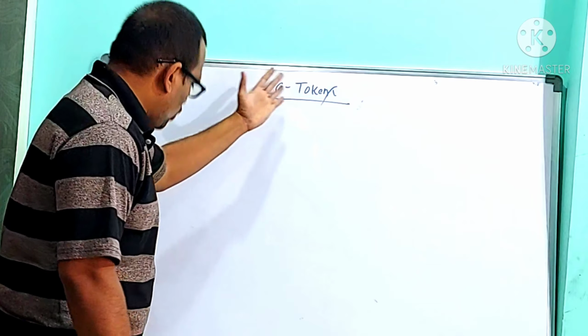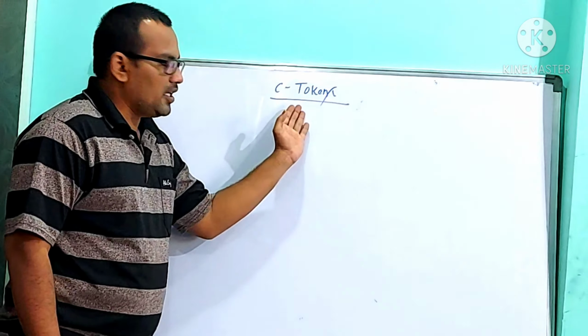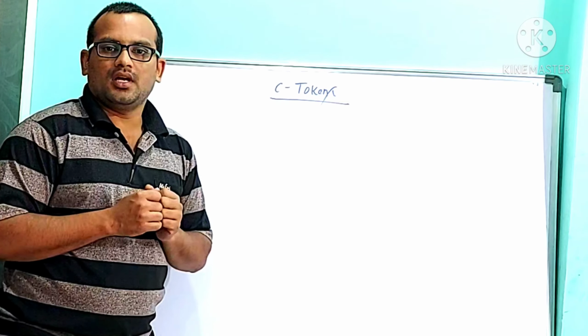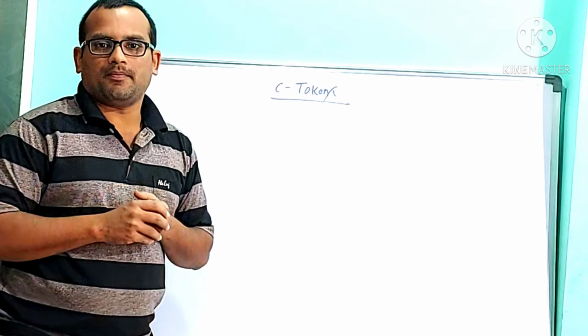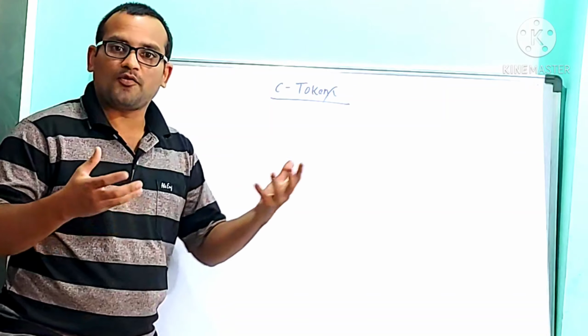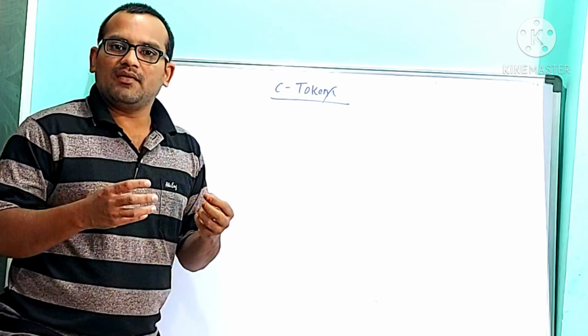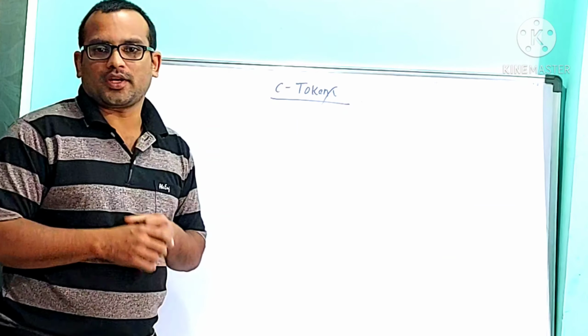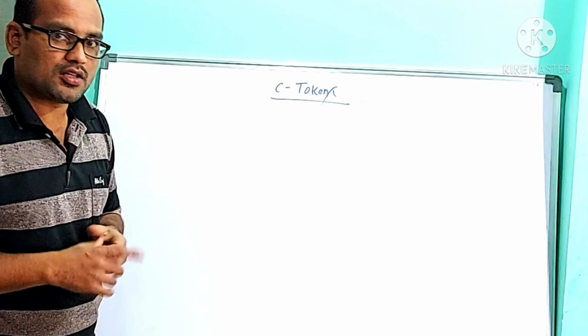Like that, a C token means the smallest part of a C program, an individual unit of a C program. An individual unit of a C program which has some meaning is called the token.